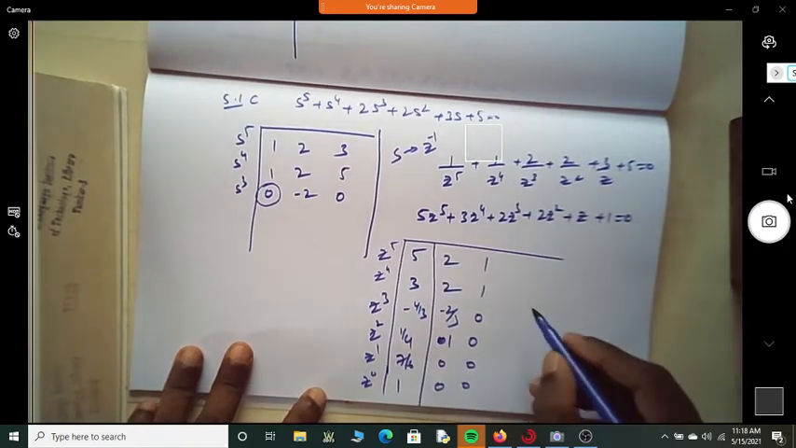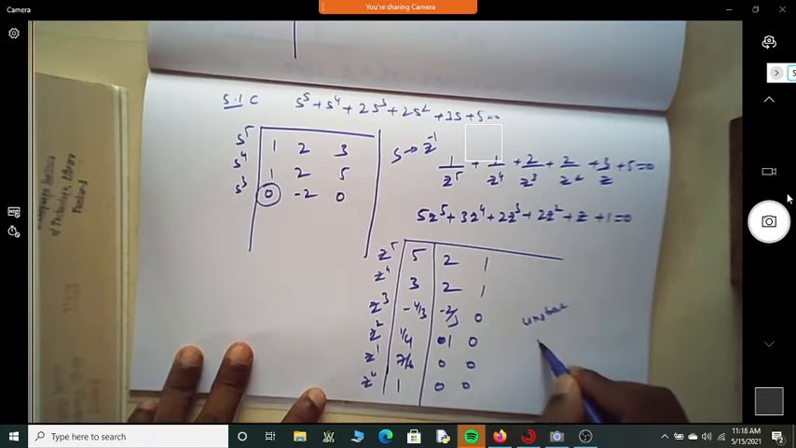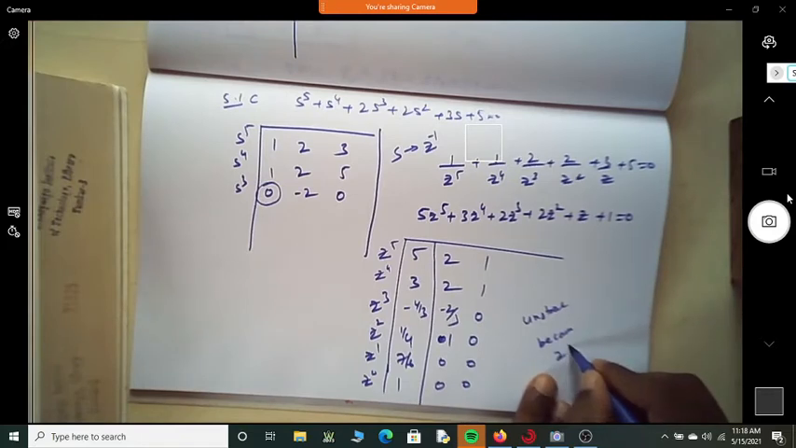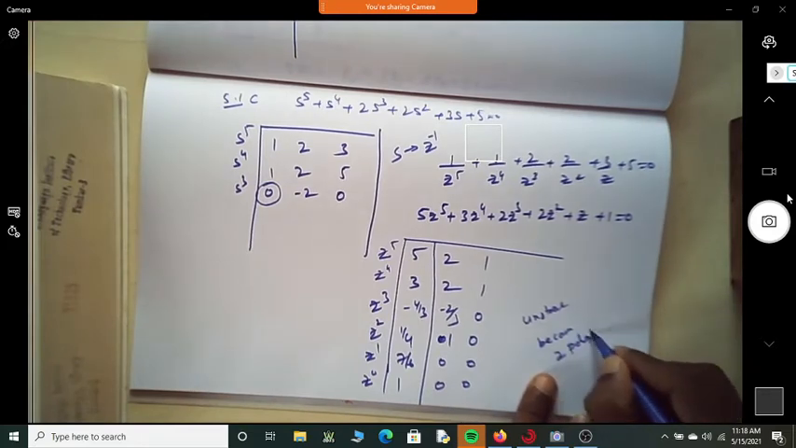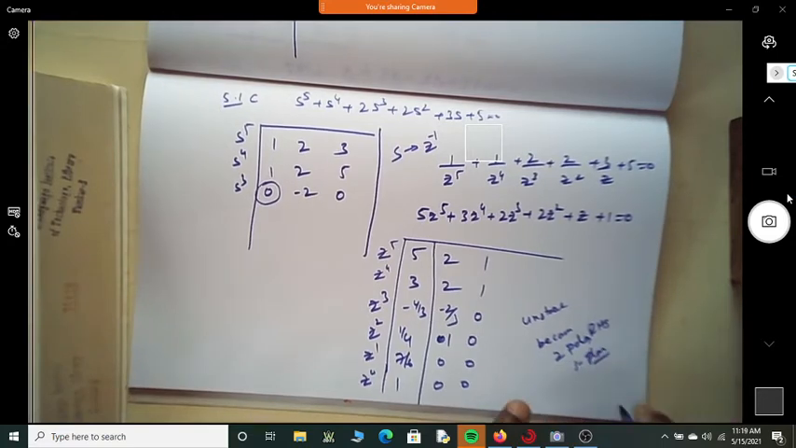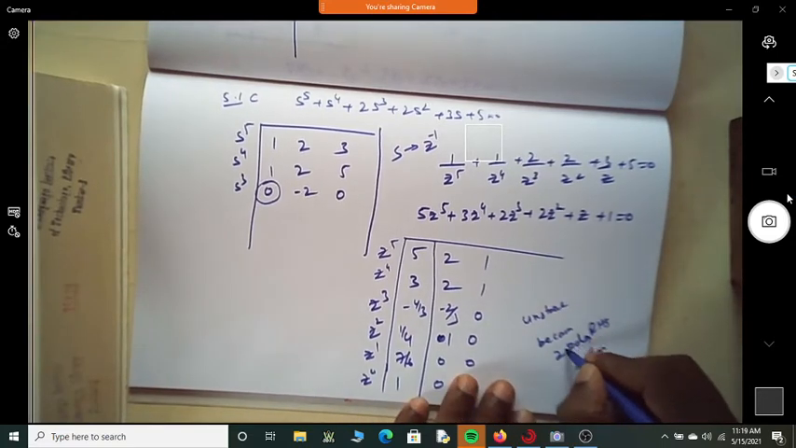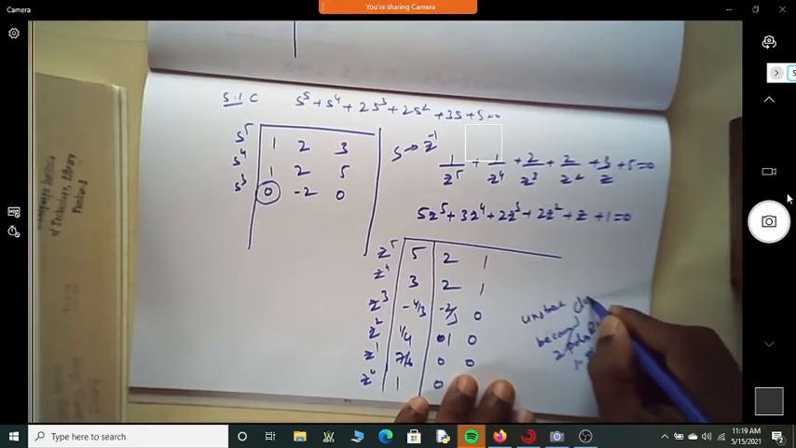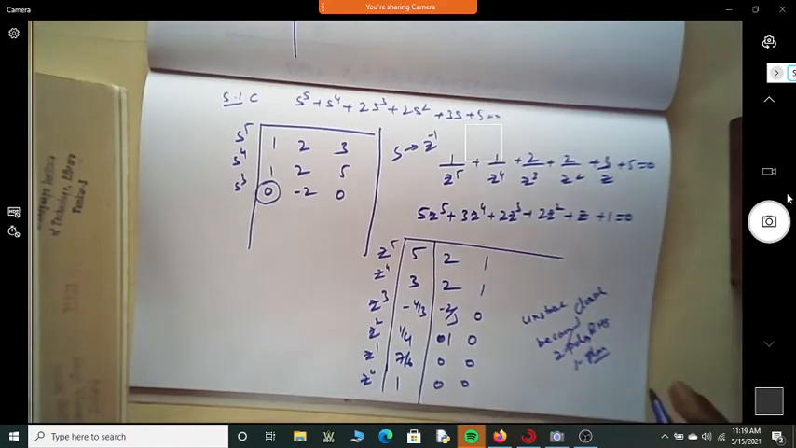Two sign changes. System is unstable because there are two poles on the right hand side of S plane. When I say poles, closed loop poles. Closed loop poles.